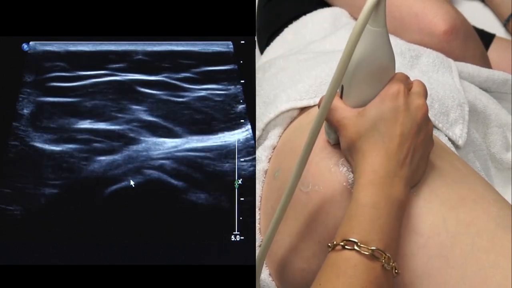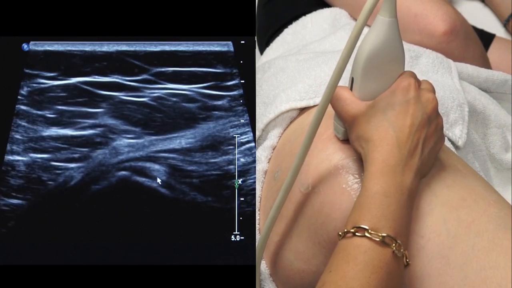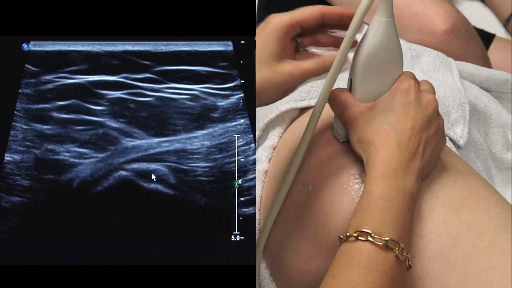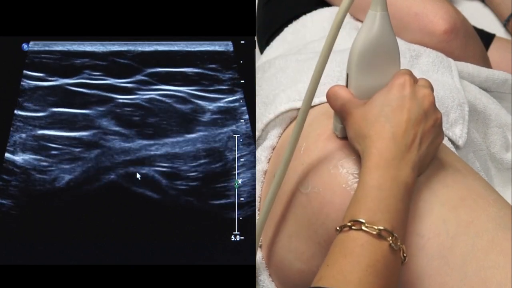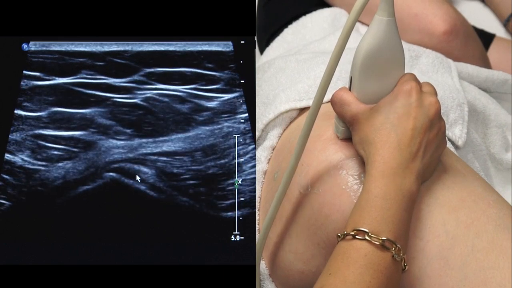But going back to the transverse view, I'm just going to start here with the anterior facet. This is where the gluteus minimus inserts, and you can see it right here. If you want to confirm that you're looking at a tendon, you might want to rock the transducer to look for anisotropy.